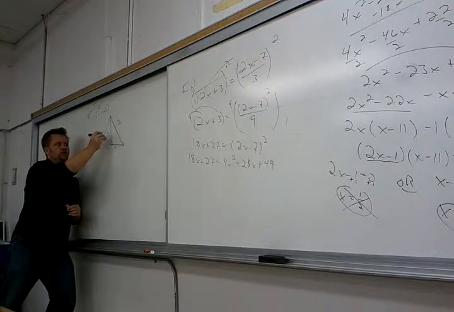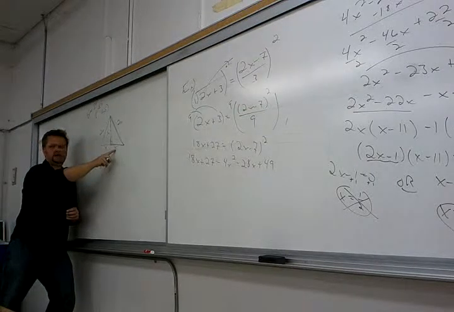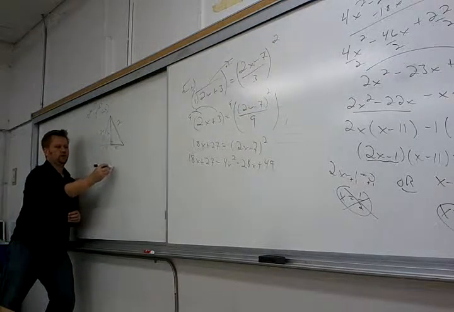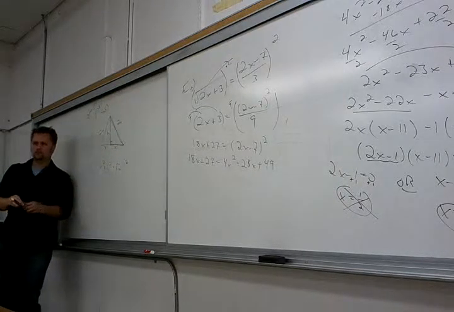So let's call this my h, let's call that one my height. So what's gotta be true then? x squared plus h squared equals 2x squared. Now you can solve for h.